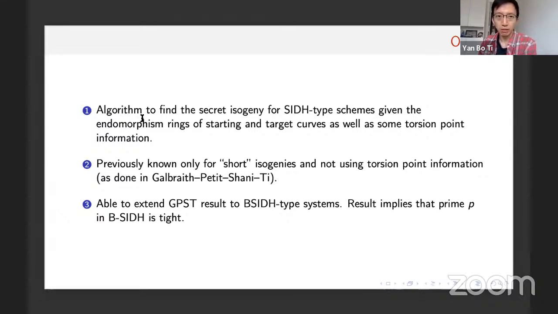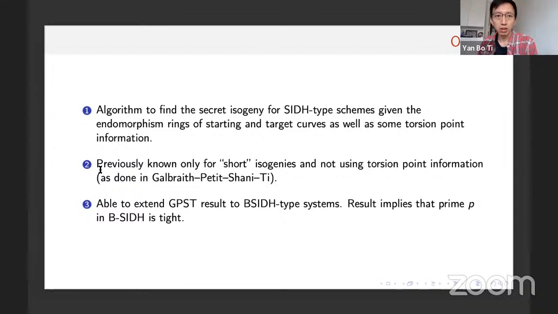So there is an algorithm for finding secret isogenies of SIDH type schemes given the endomorphism rings of your starting and your target curves, as well as some torsion point information. So this is kind of our paper in a nutshell.